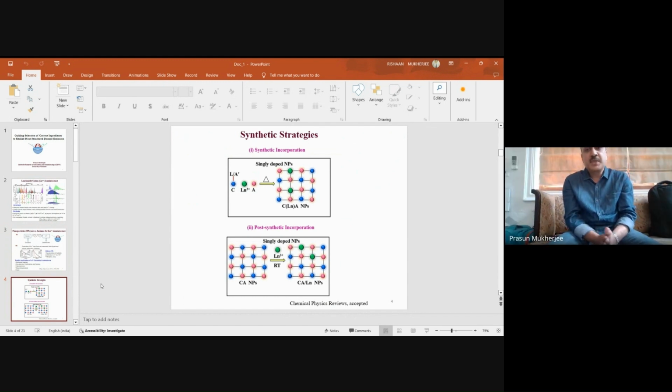So with regard to the doping strategies, we have either used synthetic incorporation, where the lanthanide was introduced during the synthesis of the nanoparticle, or a post-synthetic doping strategy, where first the nanoparticle is formed and then the lanthanide is introduced to form the CaLN. To distinguish between these two, the nomenclature in our methodology goes like this: Ln within the parentheses means synthetic doping, and Ln after the slash means post-synthetic doping.